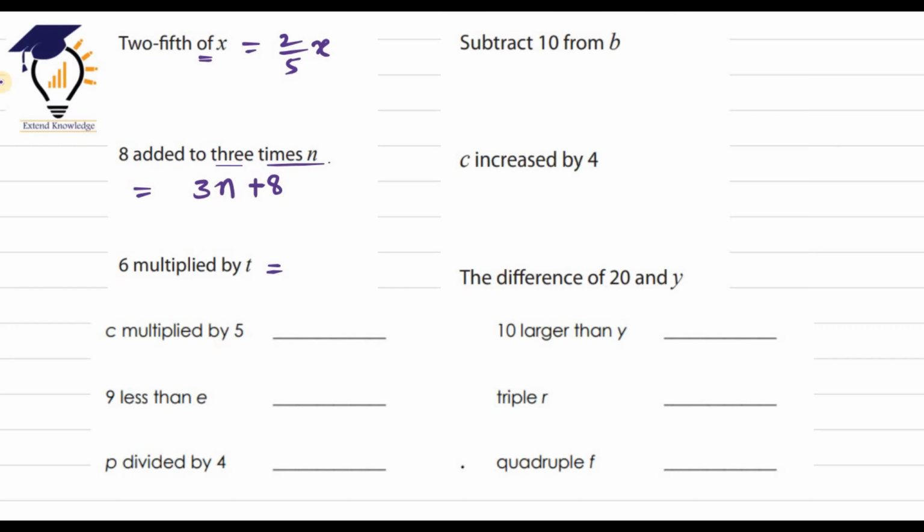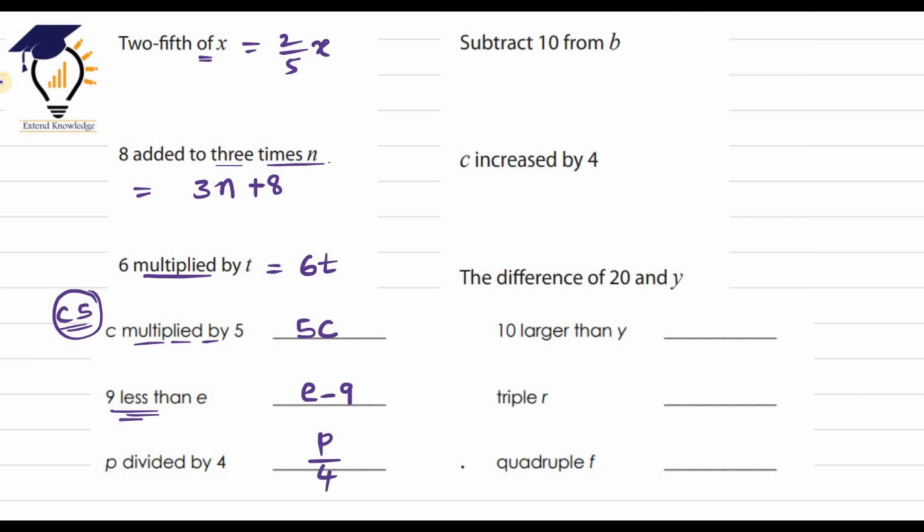Next one, 6 multiplied by t. We can write it as 6t. C multiplied by 5, so we write 5c. We can even write c5, but it doesn't look good, so 5c is the correct combination. And 9 less than e is e minus 9. It is never 9 minus e, so be careful with this kind of thing; sometimes you can make a mistake here. And p divided by 4, we can write as p over 4.